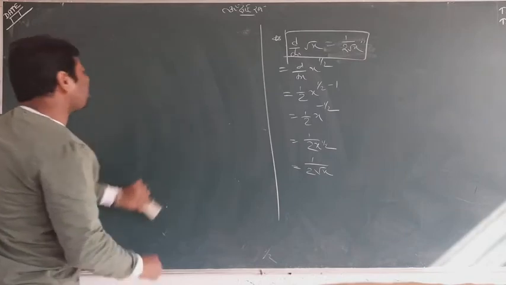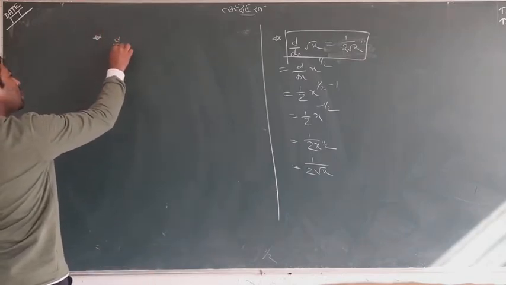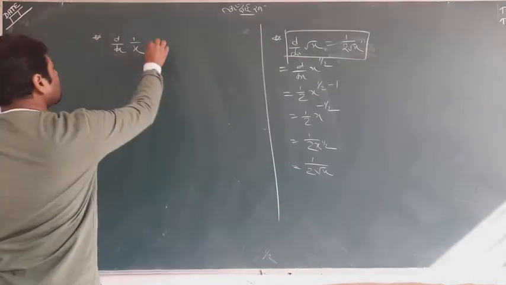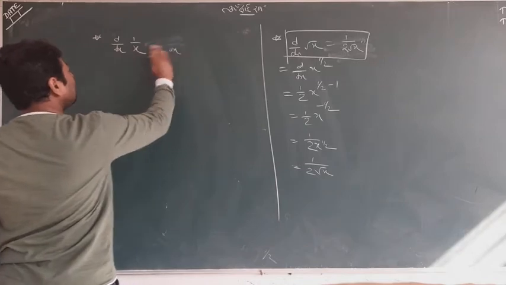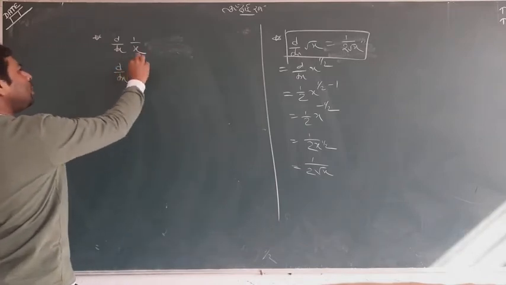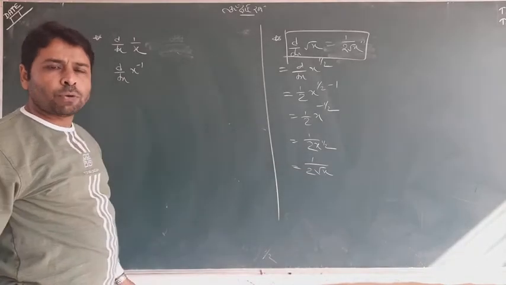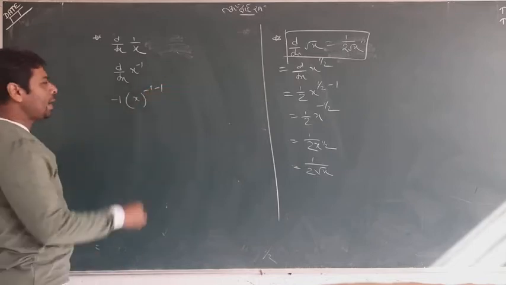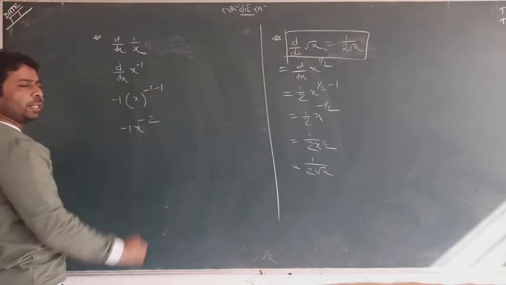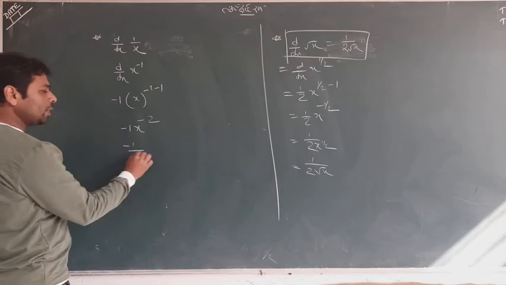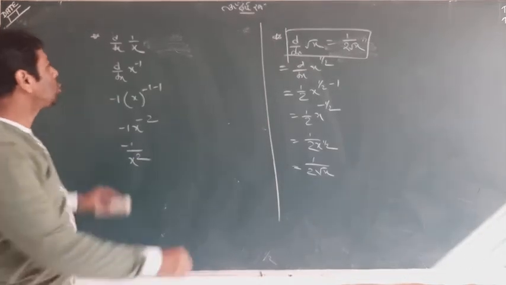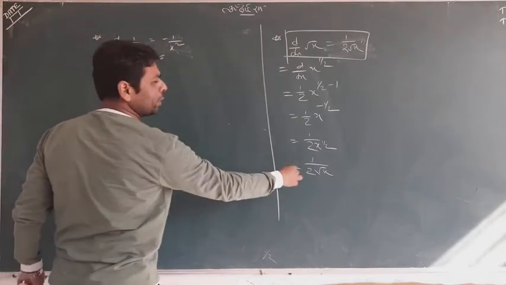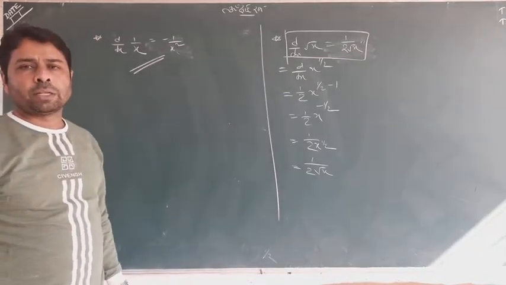Now, more formulas we can get. Suppose one more question I am writing, and I want you students to remember this formula: 1 by x. Suppose this question comes to you, what will you write? d by dx of, first of all you will write x to the power minus 1. Then use the formula: power will come in front, 1 will be reduced from the power, and minus 1 minus 1 will be minus 2. Shifting to the denominator, you will have 1 upon x squared. So your final answer is minus 1 upon x squared. These two are very important, students. Please remember them till the end.